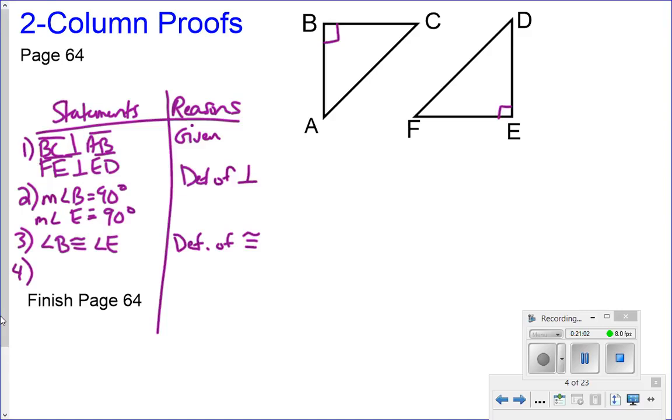So what else do we know? Well, we were given a couple other items. We were told that segment AB is congruent to segment DE, and segment AC is congruent to segment DF, and that's given. So I'm going to mark my diagram, AB, DE, and DF and AC.